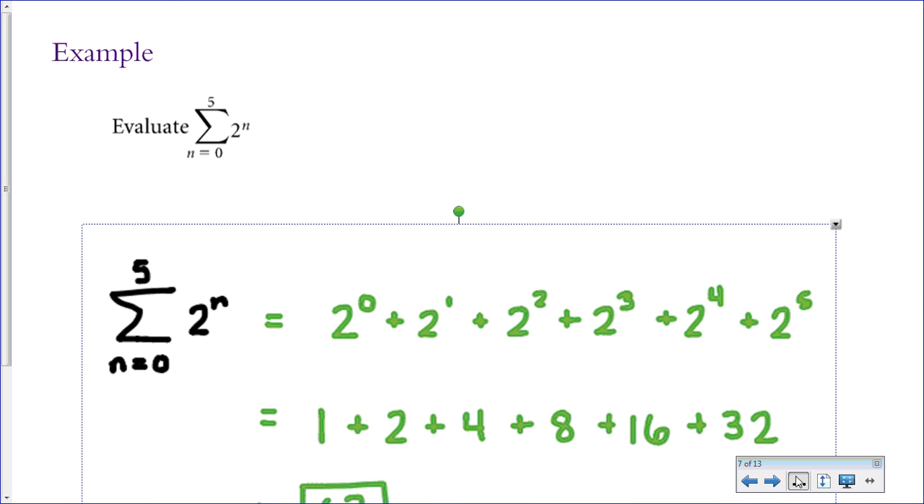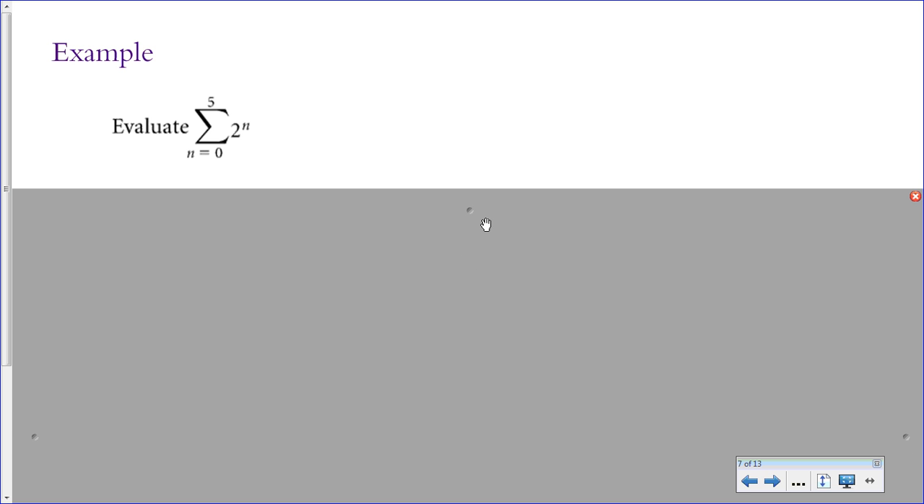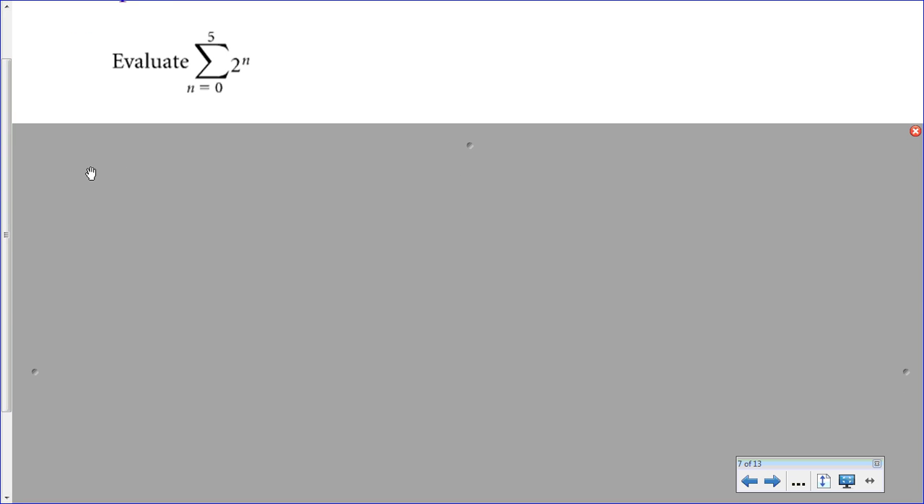So here is another example. I'll pull up a screen shade here as well. It's asking us to evaluate this sigma, or this sum of the sequence 2 to the nth power, so they give it to us in a formula. And we're finding the 0 through 5th terms. That means we're plugging in 0, 1, 2, 3, 4, and 5.